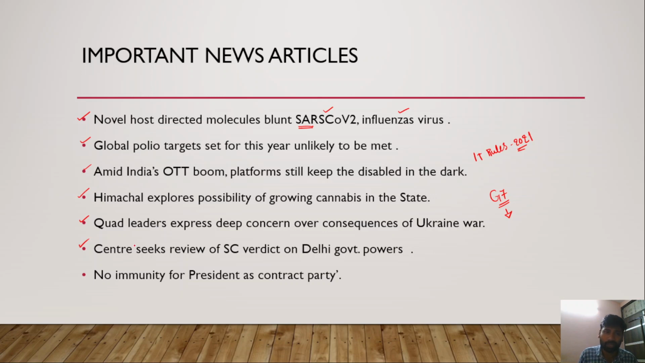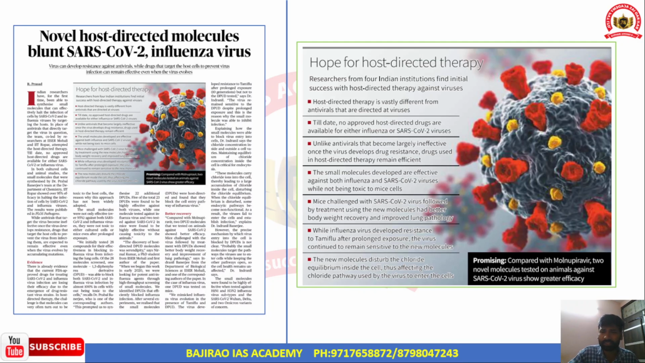Now the last article is with respect to contracts: no immunity for president as a contract party. The State made contracts with several private entities, while a few contracts were made in the name of the president. Even though the contracts are made in the name of the president, they should not violate the statutory laws of the land. This is one verdict by the Supreme Court. We will discuss this.